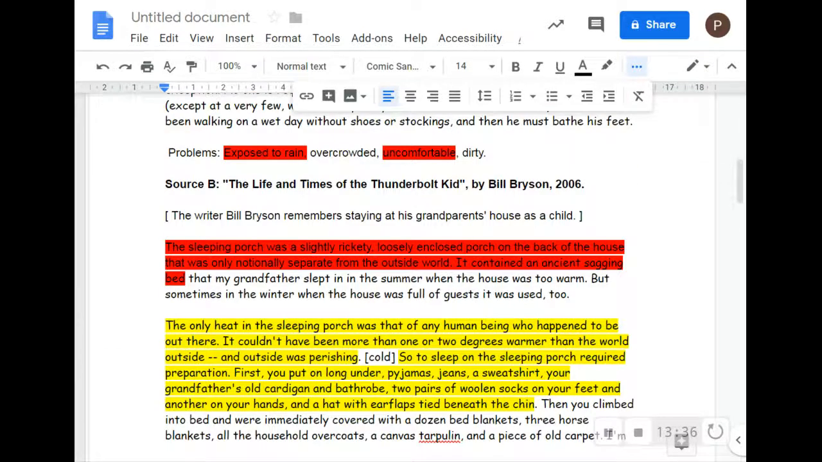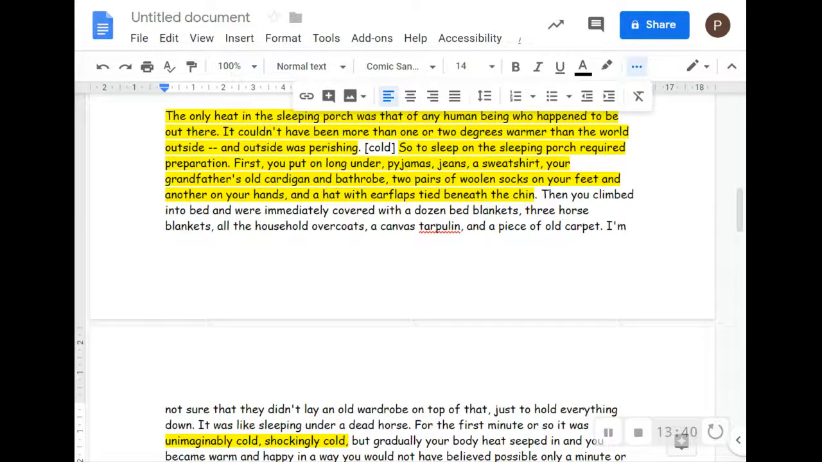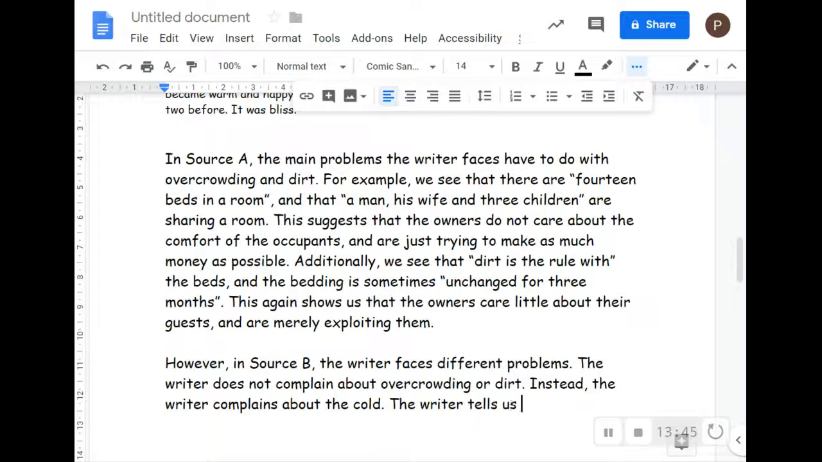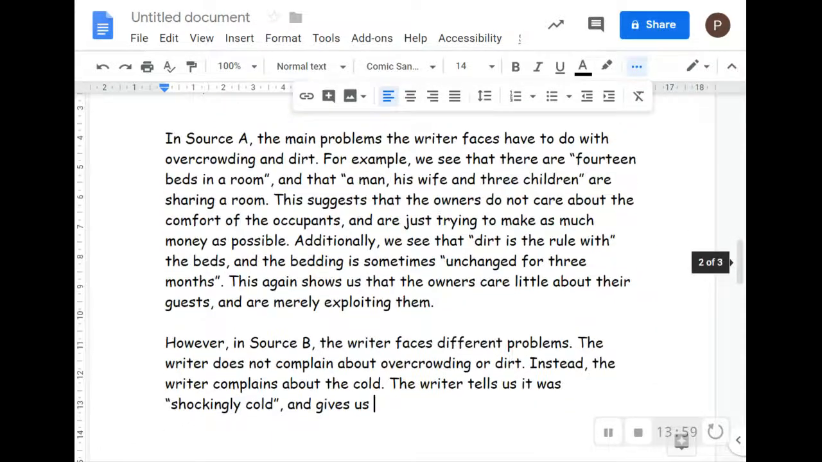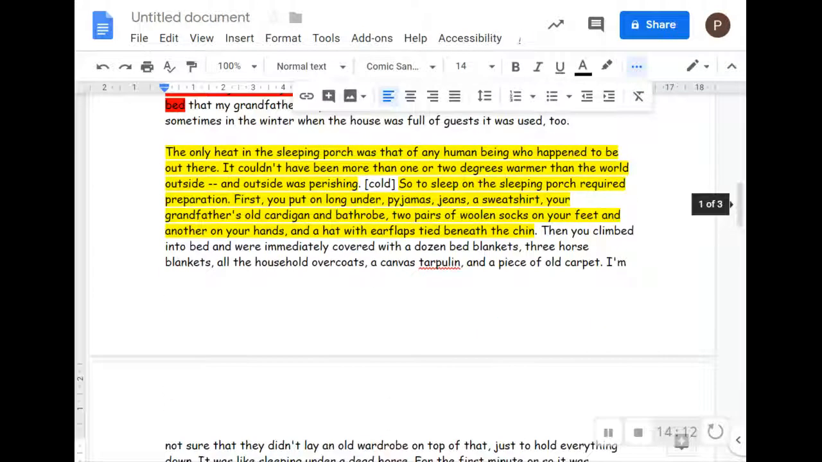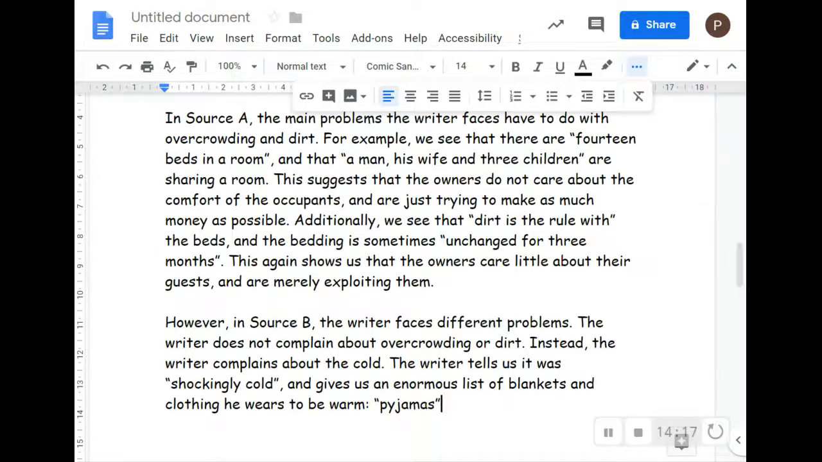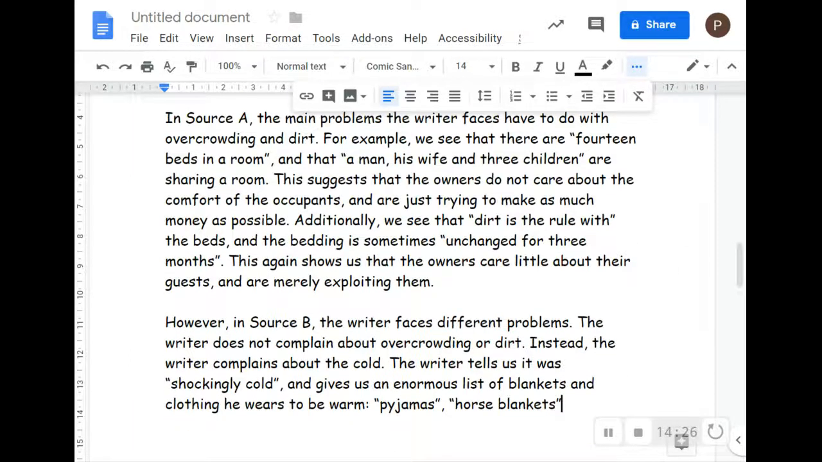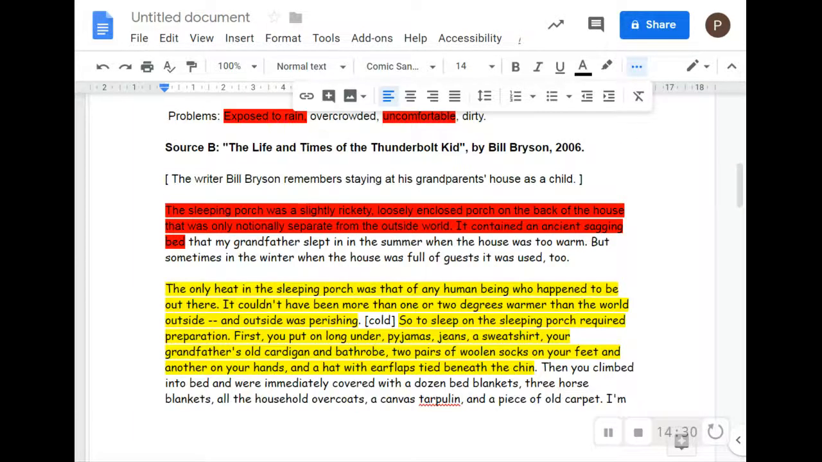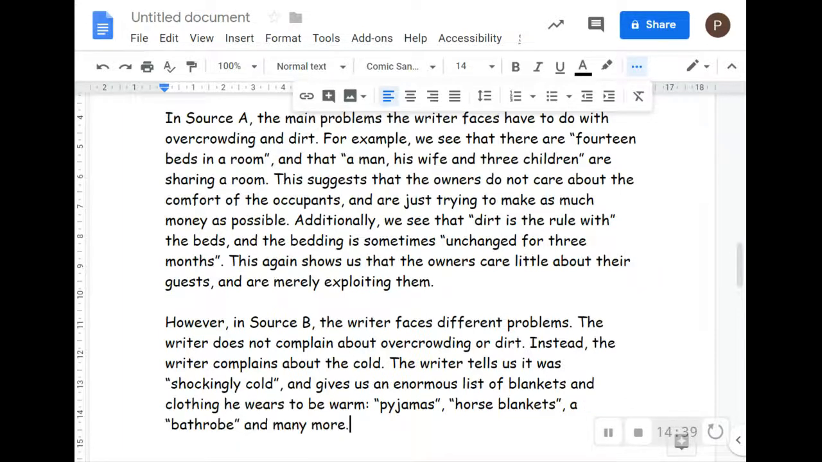The writer complains about the cold. And I've got a lot I could pick here. I'm going to say this bit here. The writer tells us it was shockingly cold, and then gives this huge list of items, an enormous list of blankets and clothing he wears to be warm. Got a few of the good ones. Pajamas, horse blankets, didn't quote it, but I like it. Blankets. Bathrobe, I like too. And many more.